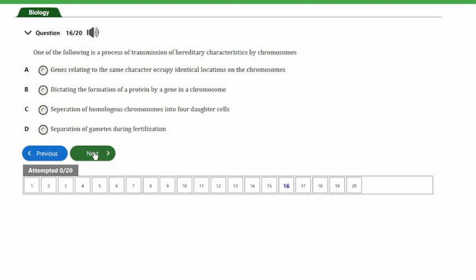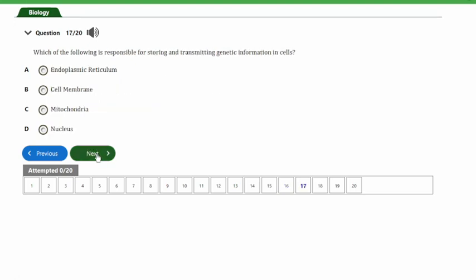So guys, the answer to this question is option B, and that's dictating the formation of a protein by a gene in a chromosome. So dictating the formation of a protein by a gene in a chromosome is a process of transmitting hereditary characters. So let's look at the next question, guys, and that's question number 17.